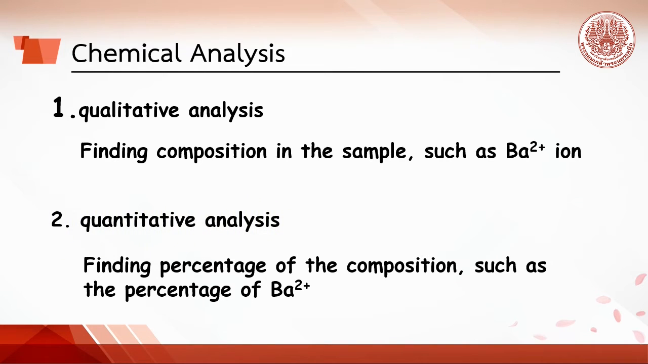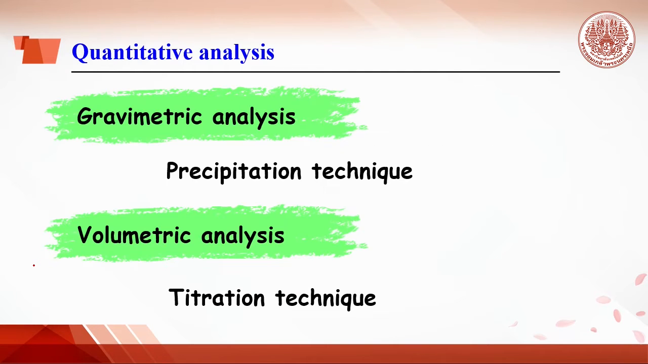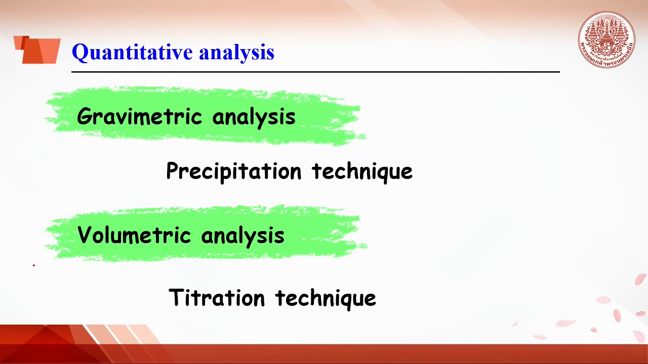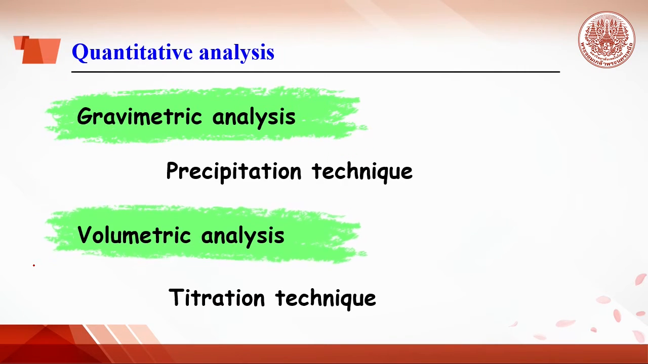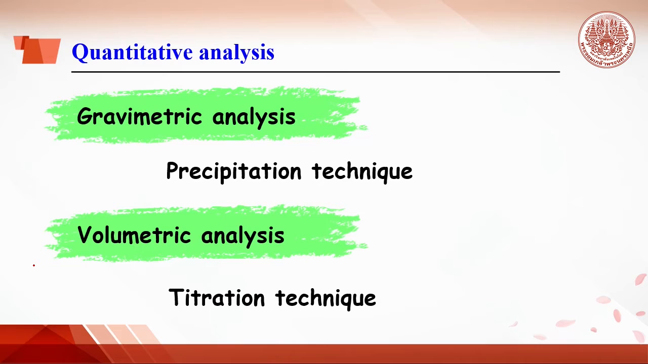Quantitative analysis attempts to answer questions involving how much, such as what percentage of barium is in the sample. There are two major techniques in quantitative analysis: gravimetric analysis and volumetric analysis. Next week, students will learn more about volumetric analysis. So this week, students will do precipitation and then calculate the percentage of barium in an unknown sample.